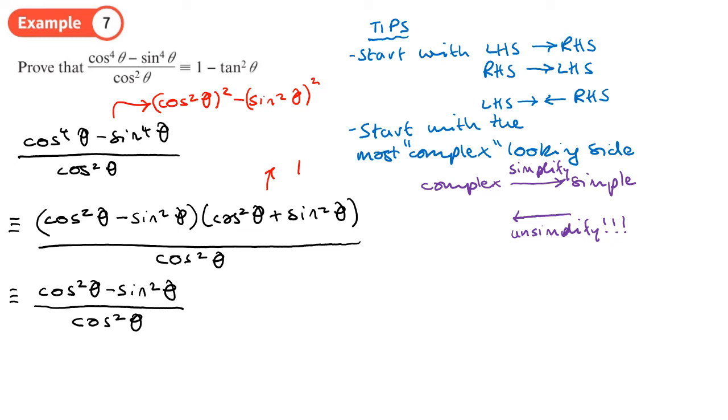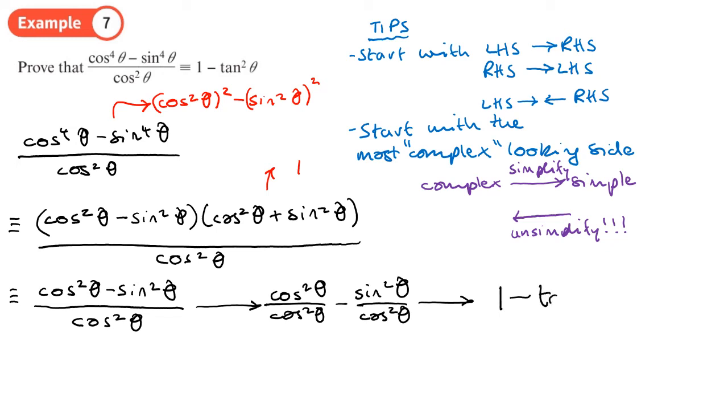And I can simplify this by splitting the fraction up. So I have cos squared theta over cos squared theta minus sine squared theta over cos squared theta. Now what will happen is the cos squared over cos squared will become 1, and the sine squared over cos squared actually becomes tan squared. So that's a useful one to remember, because sine over cos is tan.